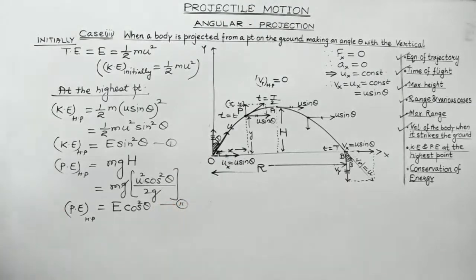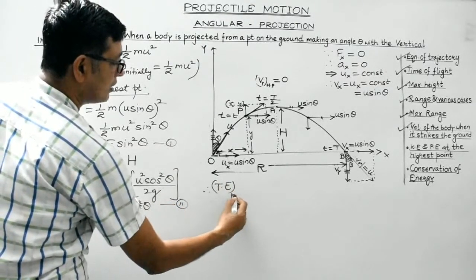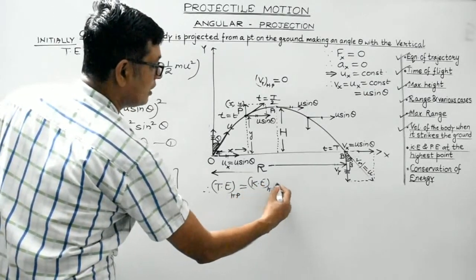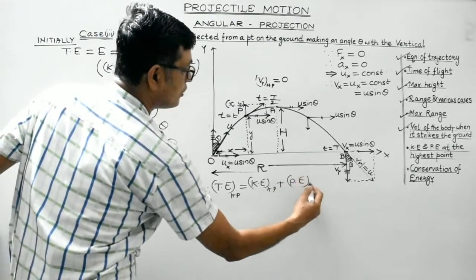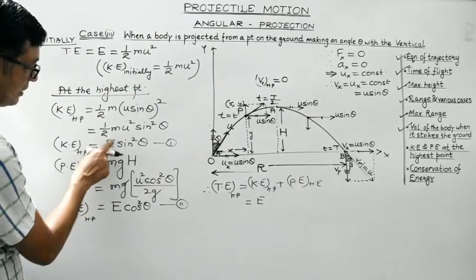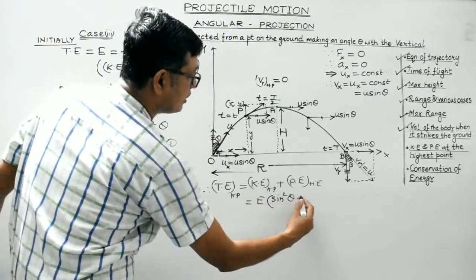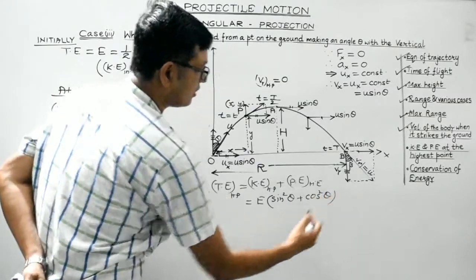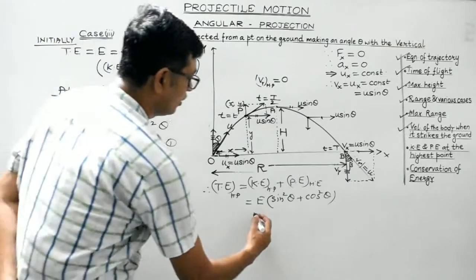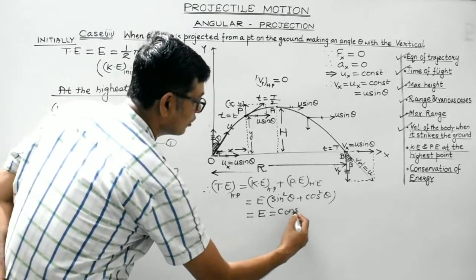This is equation 2. Therefore, students, total energy at the highest point will be equal to kinetic energy at the highest point plus potential energy at the highest point. So what do we get? In both the cases, E can be taken as common, and over here it will be sine square theta plus cos square theta. Obviously, sine square theta plus cos square theta is unity, that is 1. So what do you get? It is equal to E, which is constant.